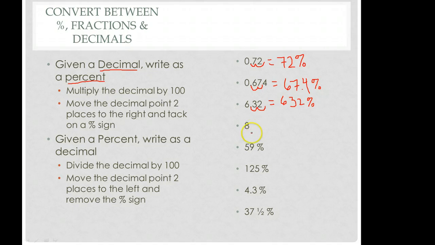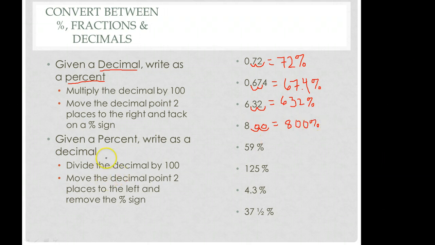So if I look at the number 8, there isn't even a decimal point there. If there's no decimal point, you have to put one in. So if I'm talking about 8, I'm talking about 8 point what? 8.0. I can put as many zeros as I want after the decimal point. So I put in my decimal point, I move it 2 places to the right, so 8 as a percent is 800%. That's going from a decimal to a percent.